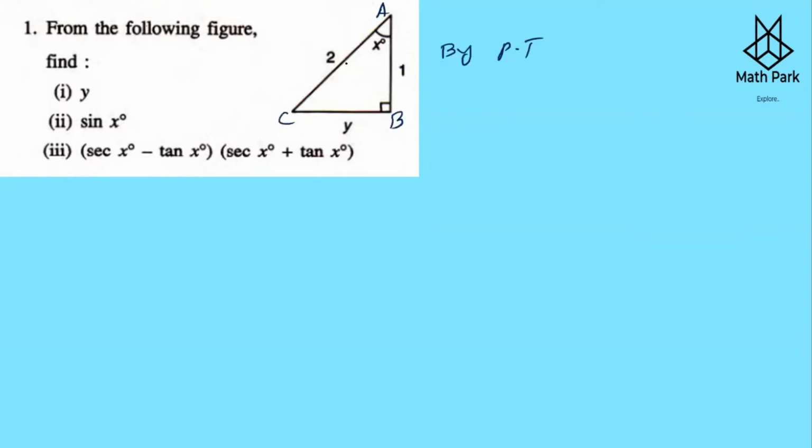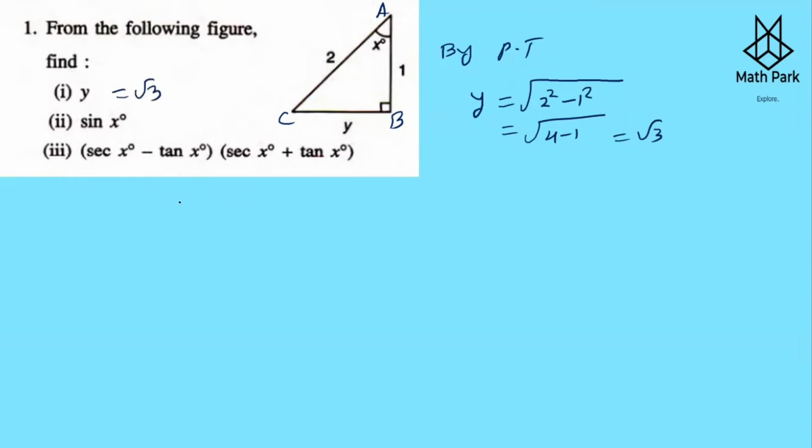So y is the perpendicular side, and the hypotenuse is the side opposite to the right angle, which is AC. So BC, which is y, is equal to the square root of 2 square, that is hypotenuse square, minus 1 square, which is 4 minus 1, which is root 3. So we got y is equal to root 3. The first part is done.